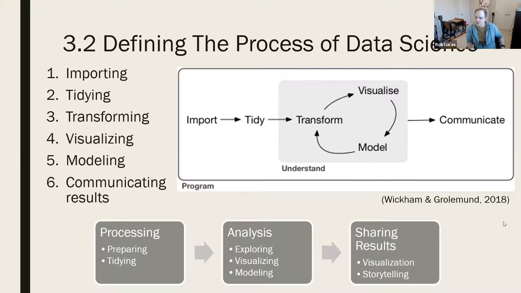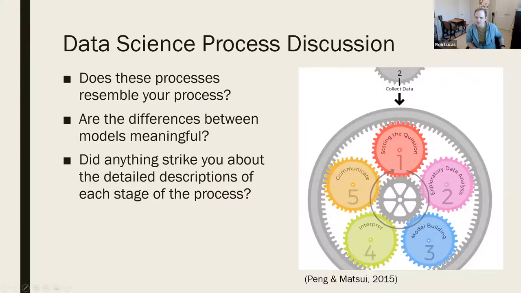And then they referenced another model from Pang and Matsui that has fairly similar categories, but they're configured a little bit differently. So stating the question, exploratory data analysis, model building. I feel like there's less preparation. There's a collecting input stage here, but there seems to be less tidying and reshaping and such. Model building, interpretation, and then communication. And they are all visualized as interacting with each other as part of this cog graphic.